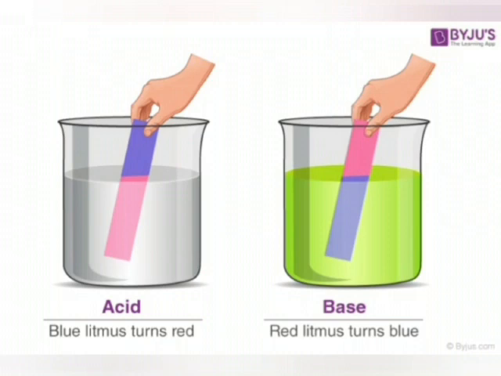Let us do this. Burn a small piece of magnesium ribbon by holding it with tongs. Collect the white ash and dissolve it in a little water. Touch the solution formed and test this solution with blue litmus and red litmus. What do you observe?